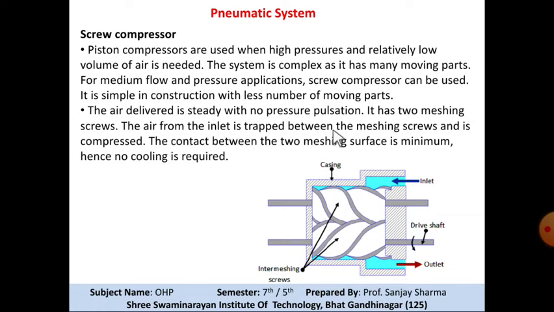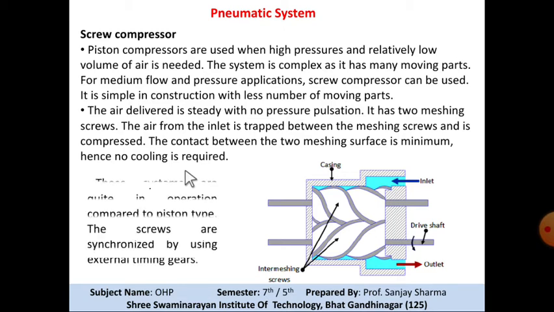Air from the inlet is trapped between the meshing screws and is compressed. So these are the two fillets of the screw in which the air is entrapped and compressed. The contact between the two meshing surfaces is minimal, hence no cooling is required. So this system is quiet in operation compared to the piston type. The screws are synchronized by using external timing gears. So here they can use an external timing gear to decide when to open the inlet valve and when to open the outlet valve. So this is how the screw compressor is being used nowadays in industry.